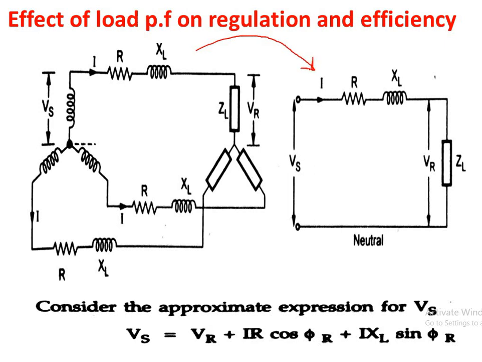condition that all the phases should be the same, and the phase shift between each phase is 120 degrees. Then only can we convert. So here only one phase is considered. See here, only one phase is considered, that is Vs, and towards the load also only one phase is considered, that is Vr. So the load also should be a balanced load.